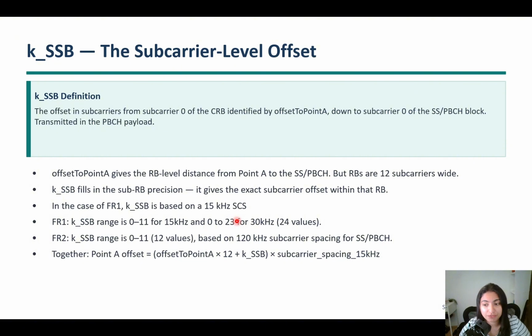In combination, offset to point A times 12 resource block subcarriers plus KSSB gives you the exact number of subcarriers from point A to the SSPBCH block. So multiply by the reference subcarrier spacing and then you have the exact frequency offset to point A. So now the UE knows point A to subcarrier precision.